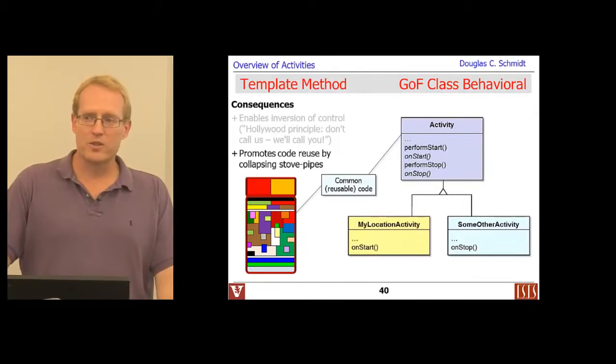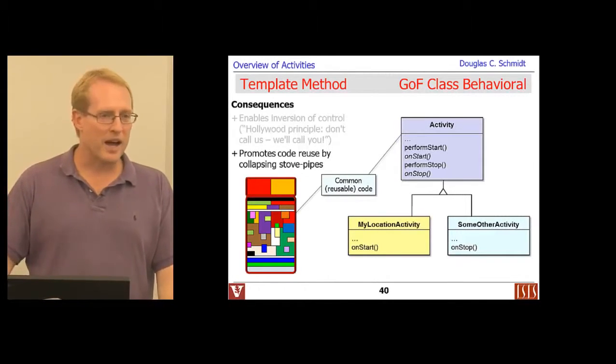That's one of the benefits of inversion of control. You don't have to worry about how the event loop is run. Just worry about doing something when things call you back.